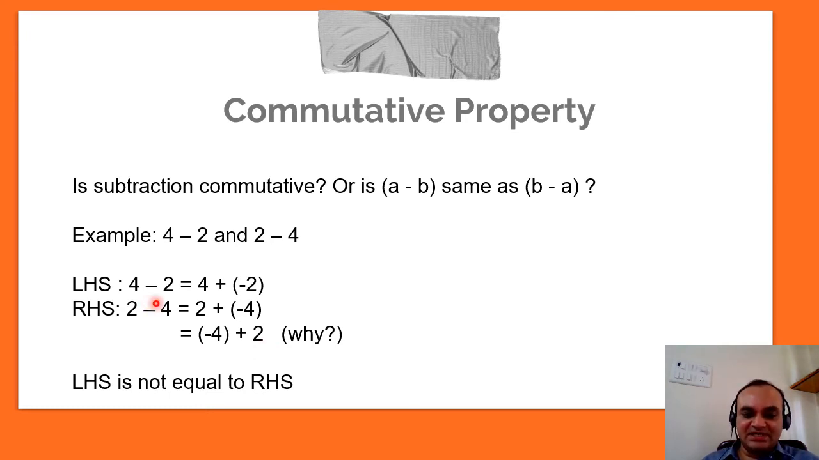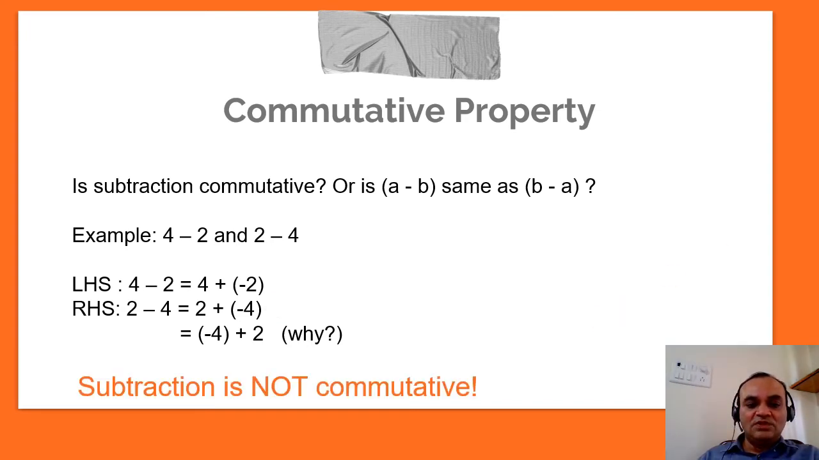So now you see that the left side is 4 plus minus 2 and the right side is minus 4 plus 2. So the left side is not equal to the right side. So subtraction is not commutative. In fact, by changing the order of subtraction, we flip the sign of the answer. So 4 minus 2 is 2 and 2 minus 4 is minus 2. So in summary, subtraction is not commutative.